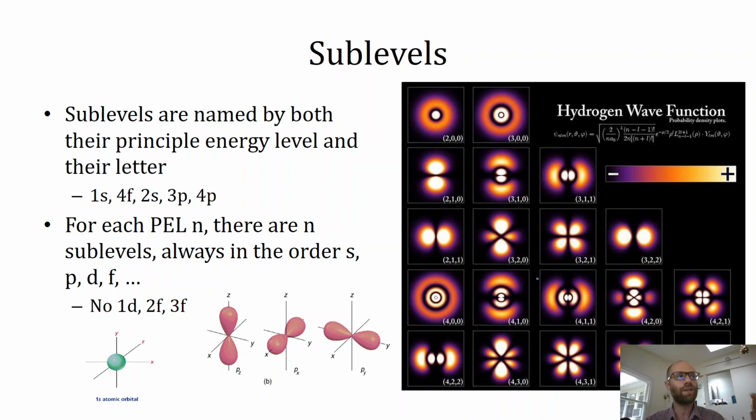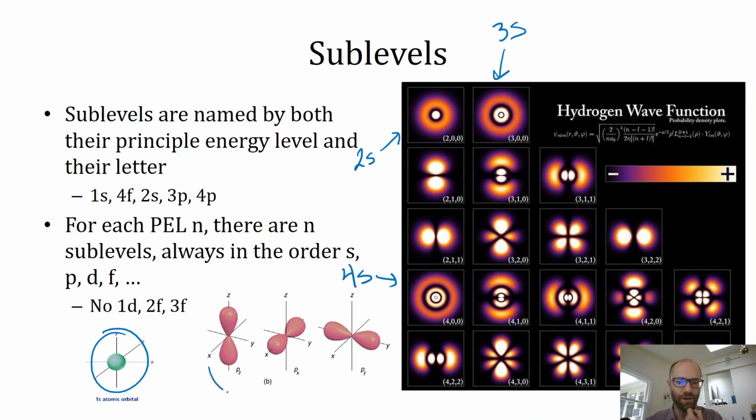And when you are referring to a sublevel, it being a division of a principal energy level or shell, you refer to it by numbering the energy level and then giving that letter. So for example, 1s, 4f, 2s, 3p, 4p. It's possible to have several s sublevels in the same atom. And these s's are the spheres that we saw from the previous lesson, this being 2s, and this being 3s, and this here being 4s.